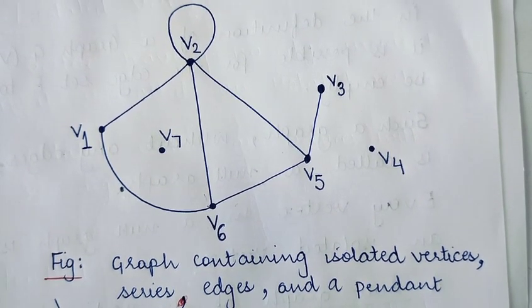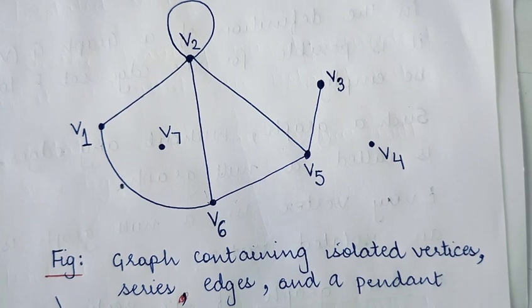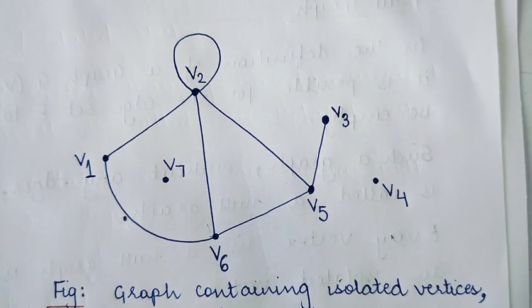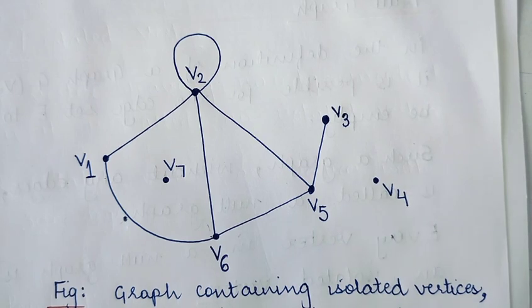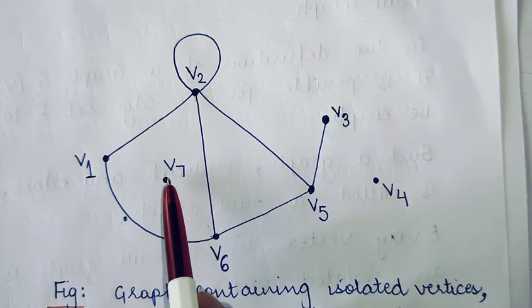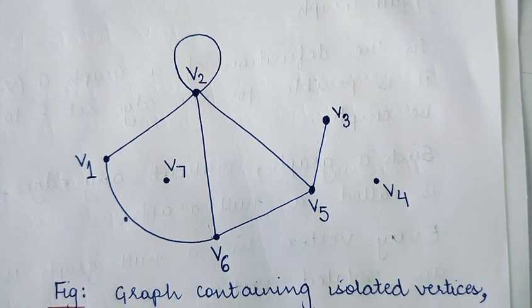Now if I talk of isolated vertices, as I said, a vertex which does not have any edge incident on it and hence has degree 0 is called an isolated vertex. So I can clearly see that V7 and V4 are such two vertices which do not have any edge incident on them. Hence I can say that vertices V7 and V4 are isolated vertices.